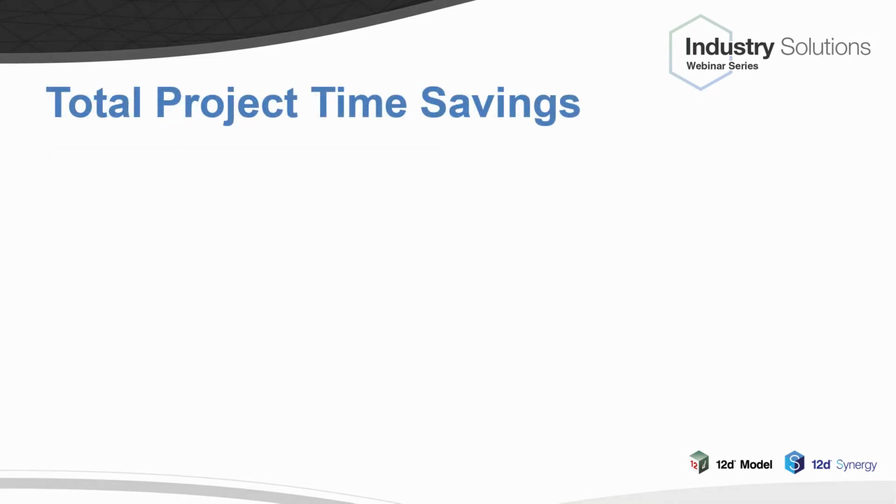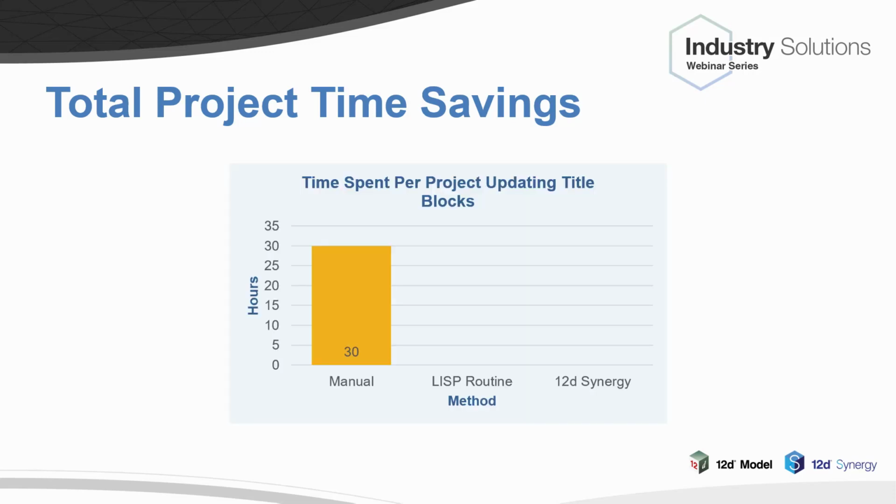But mass title block updates are needed throughout the drafting process. We're not just talking about once every project. So say for instance that this project averages about 10 mass title block updates. Soon our 100-sheet project now needs 1,000 sheets to be updated. Now this will take at least 30 hours to do manually, or just under 5 hours with a Lisp routine. But with 12D Synergy, it can all be done in just 30 minutes. That's saving you 29.5 hours compared to manual, and 4.5 hours compared to Lisp routines, and that's on the project alone.